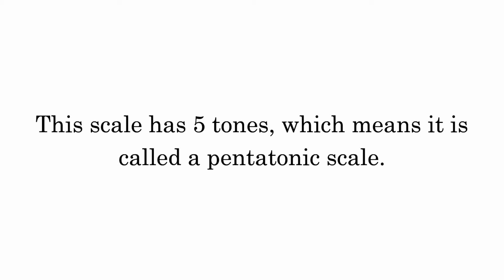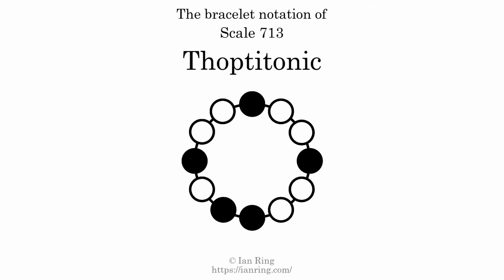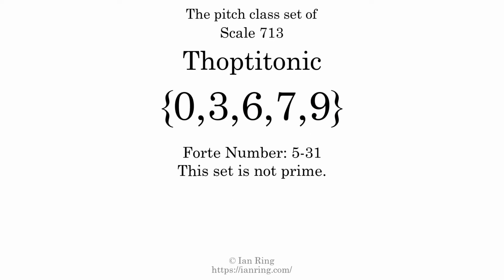This scale has 5 tones, which means it is called a pentatonic scale. This is a bracelet notation diagram of scale 713. The shaded circles represent tones that appear in the scale, and they are read clockwise, starting at the top. The pitch class set for this scale is 0, 3, 6, 7, 9.